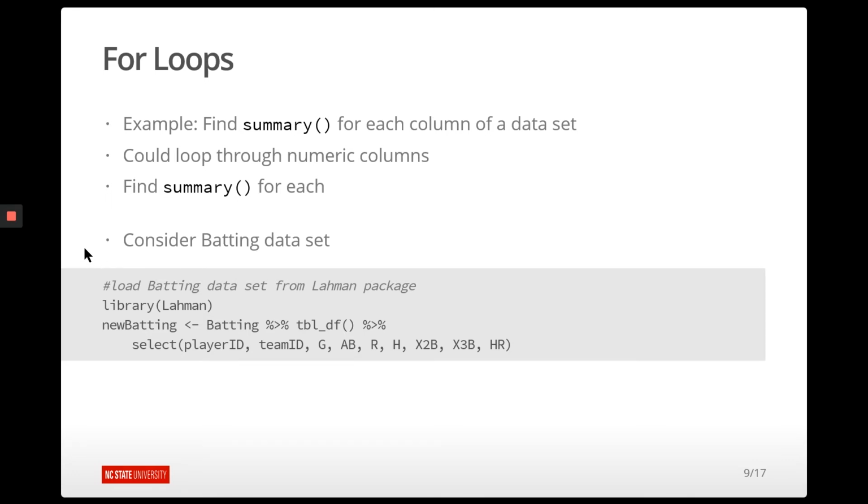And so we need a data set to do this kind of thing. So we're going to bring in the Lahman package, which has data sets on baseball, if you recall. And we'll just consider the batting data set. So what we're going to do, we're going to grab that batting table, convert it to a tibble, and then just select these columns that you see here. So player and team ID, both of those are categorical, not something that we would want the summary of. But then games, at bats, runs, hits, doubles, triples, and home runs, all of those are going to be numeric, and all of those columns would make sense to find summary measures for.